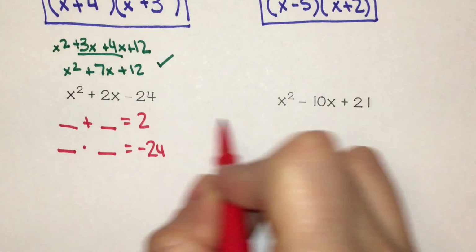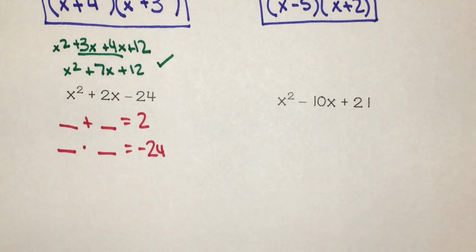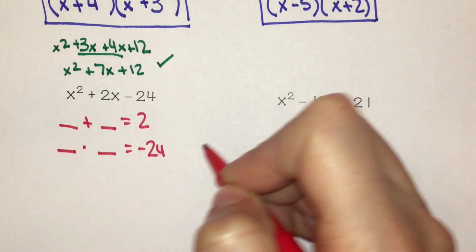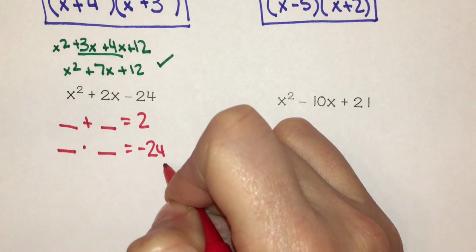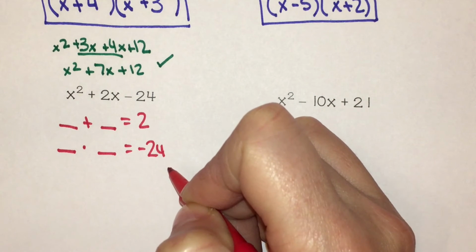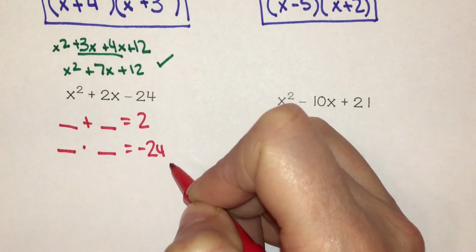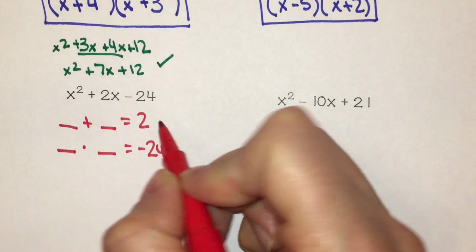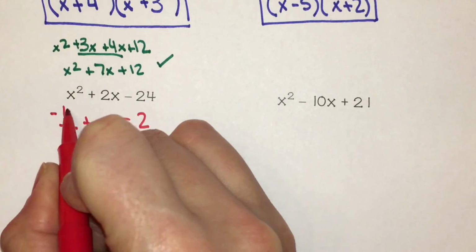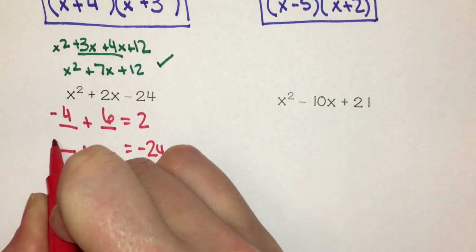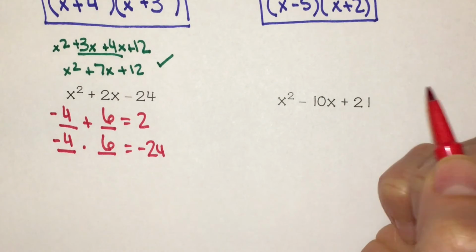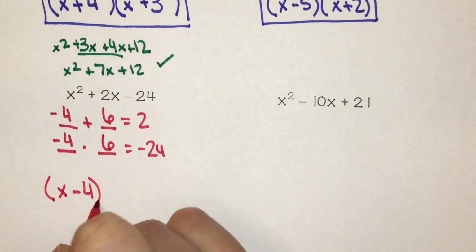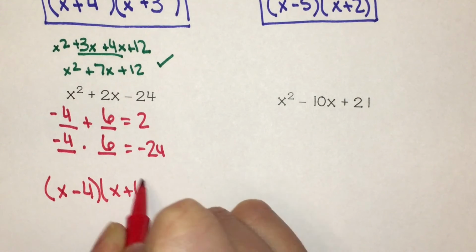So you can always write out the factors, or you can start figuring them out in your head. So I know that 4 times 6 is 24. Negative 4 times positive 6 is negative 24. Negative 4 plus positive 6 is 2. So I know we have negative 4 and positive 6. Okay, so x minus 4 times x plus 6.